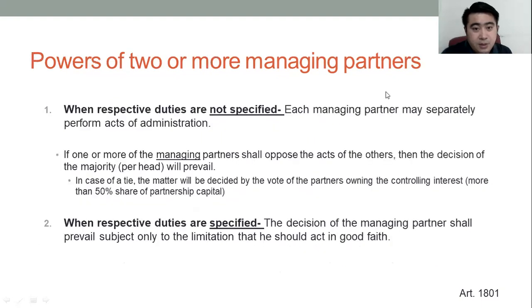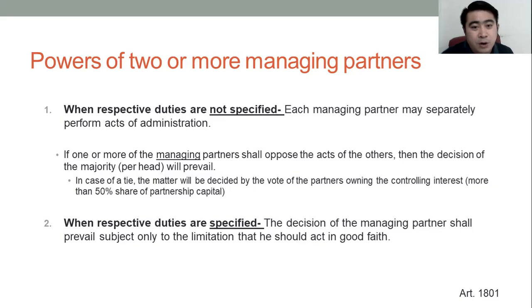Alright. So what are the powers of two or more managing partners? So in this case, class, no, there are two or more managing partners. Mas madali ba yun, class, kapag maraming managing partners, mas madali ba yun sa buhay ng partnership? Of course, it depends, no? There's no clear answer to that. Alright, gaya nga ng sabi natin, kapag mag-isa ka lang sa trabaho mo, mabilis mo magagawa ang trabaho mo. Pero pag marami kang kasama, the theory there is, mas malayo ang mararating mo.